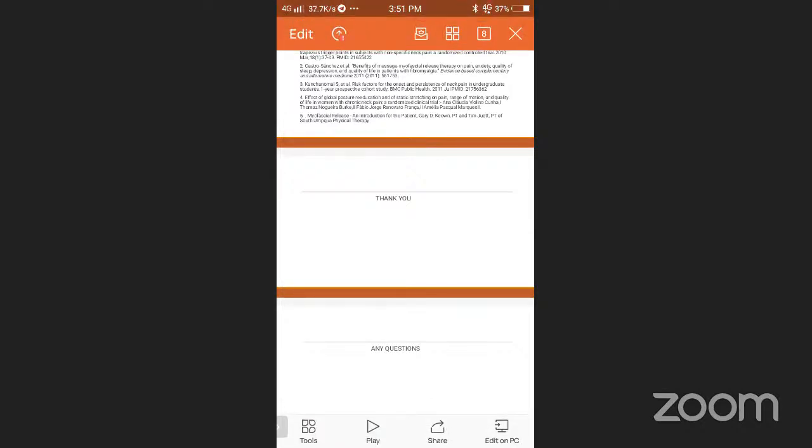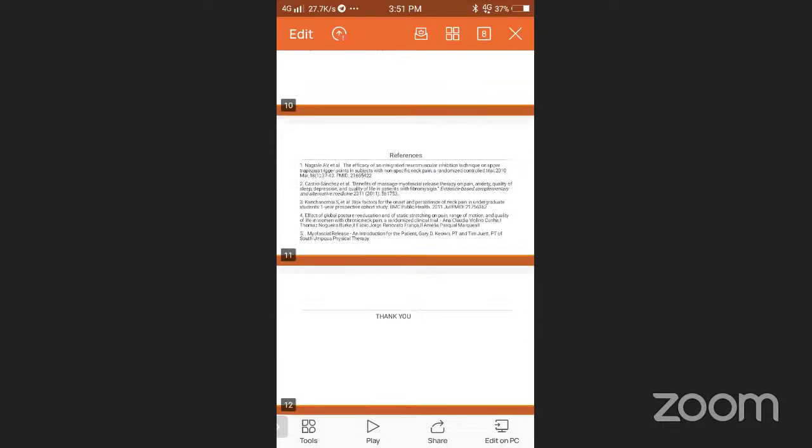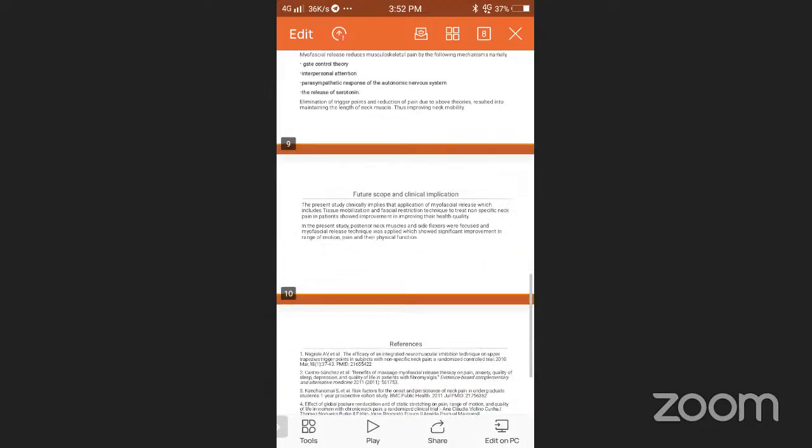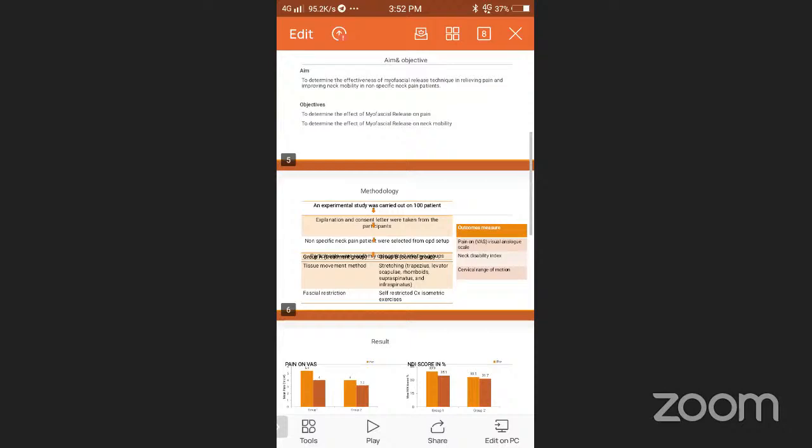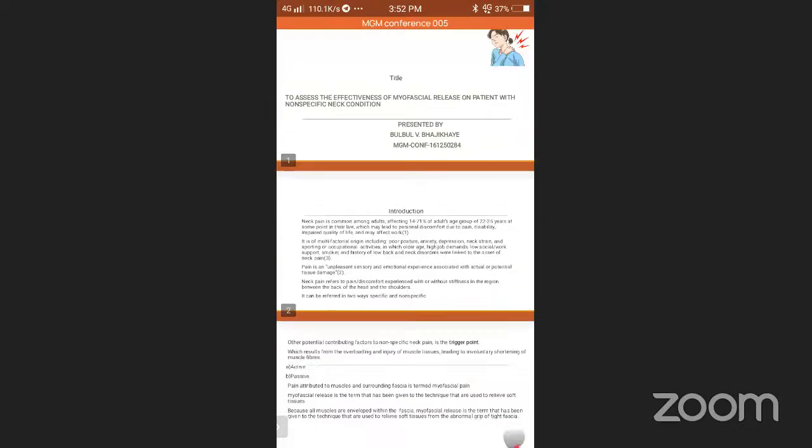What was your inclusion criteria? Sir, inclusion criteria, I have taken the age group between 18 to 45 years of age, which include both the genders, male and female. The title mentions non-specific neck conditions. Patients with conditions like cervical spondylitis or any history of fall were not included.